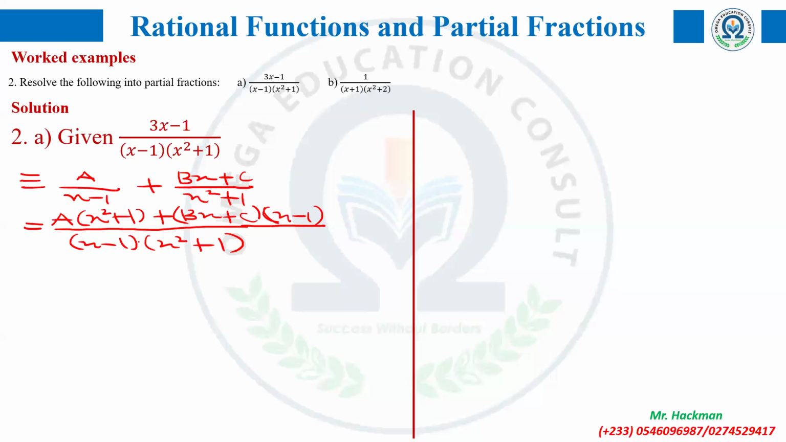So now, the denominators are the same for our 2 fractions, so we equate the numerators. So this implies that, and don't write equating the numerators, though we will know you are equating the numerators. Take note. At this point, we are going to get 3x minus 1 equal to a times (x squared plus 1) plus (bx plus c) in brackets, times (x minus 1). Please take note at this point.